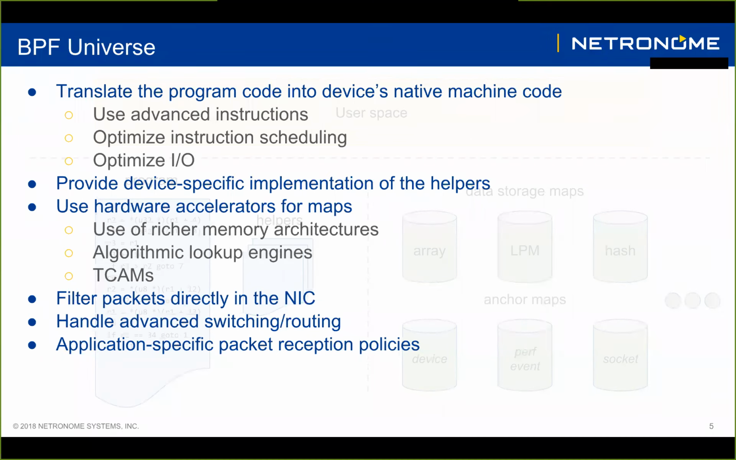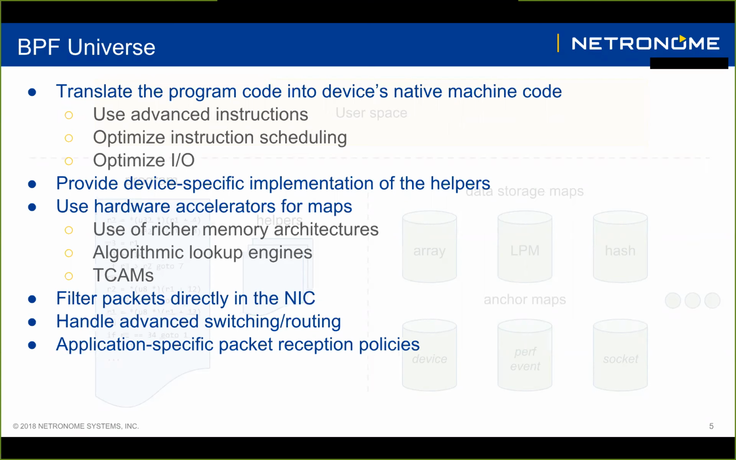And once we have the programs and the data structures present on the device, we can do all the standard BPF processing directly in the NIC. We can filter the packets. We can do any sort of switching and routing. We are working on being able to do switching and routing to SR-IOV, and hopefully at some point also switching and routing between containers. So when the packet is ingressing to the system, to be able to direct it to a container, that's work in progress.